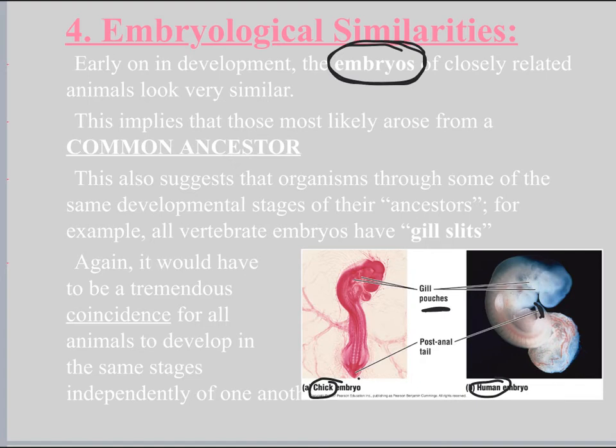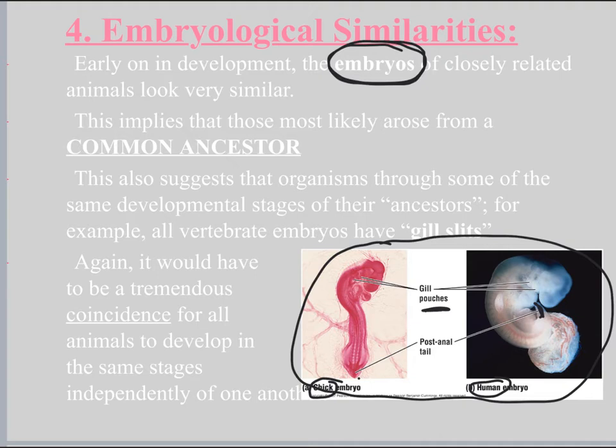Like they all look so similar to each other that it's, again, just like with the homologous structures, it would be virtually impossible for these embryos to all have these same similar structures if they didn't have a common ancestor, if they were not related at some point in the evolutionary tree.